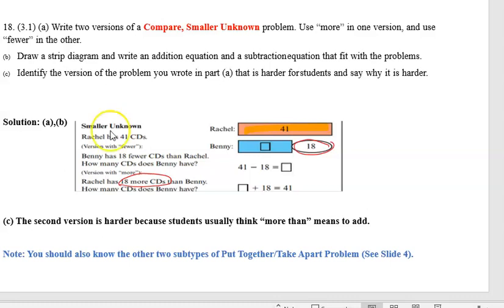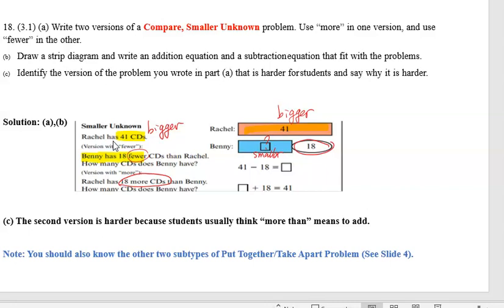After you write down the word problem, make sure you double check it is a smaller unknown problem. In this case, say Rachel has 41 CDs, and compared to a different person, Benny has 18 fewer CDs than Rachel. Notice Benny has fewer, which means Benny is the smaller number. So the number of CDs Rachel has is the bigger number, and in the strip diagram, this paper strip is longer. And Benny has 18 fewer. From the word fewer, we can tell Benny has the smaller number of CDs, which is unknown. That's what we're solving for. So my word problem does fit the description here.